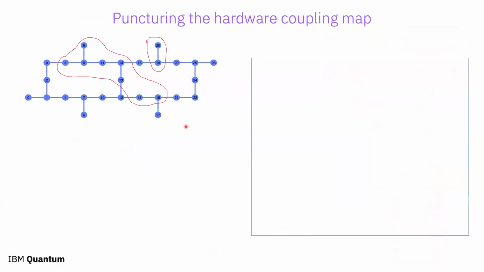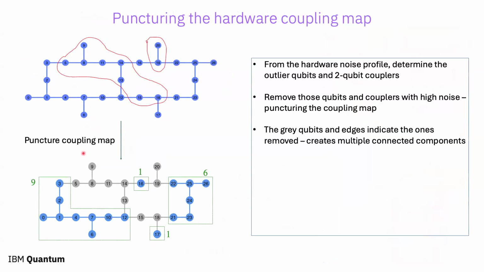First, we puncture the hardware coupling. So let's say this is my hardware, and say these are the qubits or the 2 qubit connectivities which are way more noisy than the rest of the qubits. So we first identify these way more noisy qubits or connectivities, and then we remove those. This is what we call a punctured coupling map. These gray parts are the removed parts and the blue parts are the retained parts.